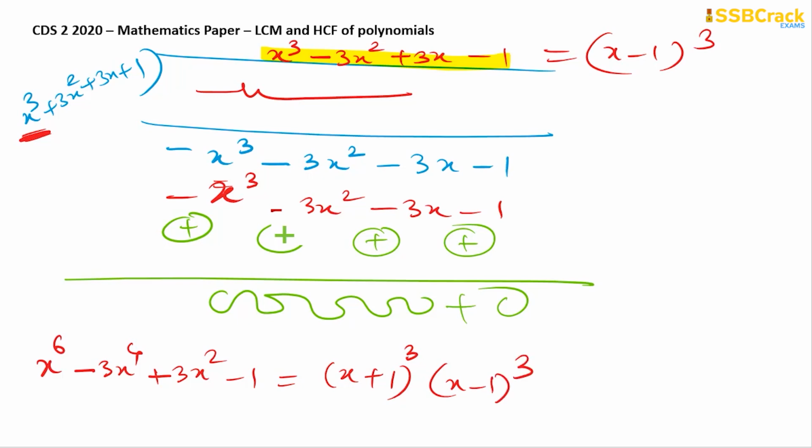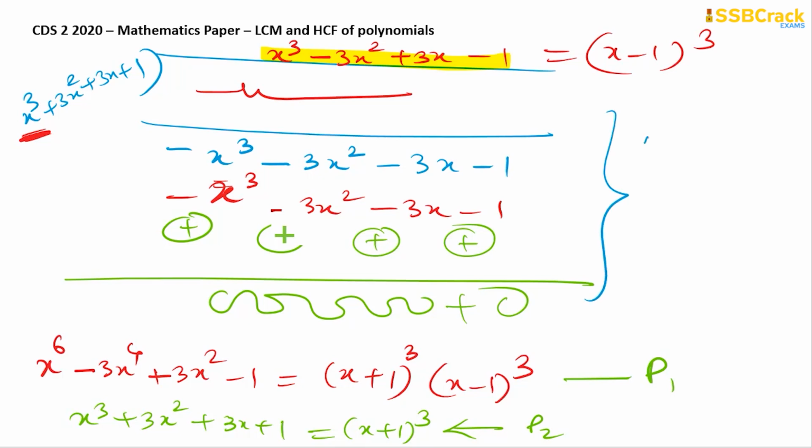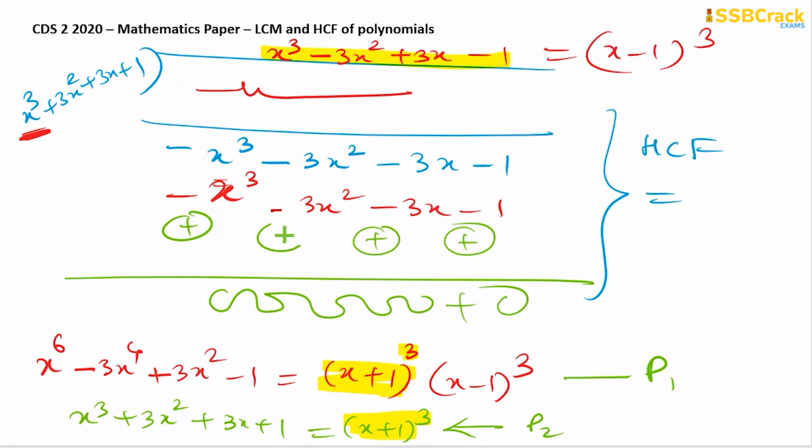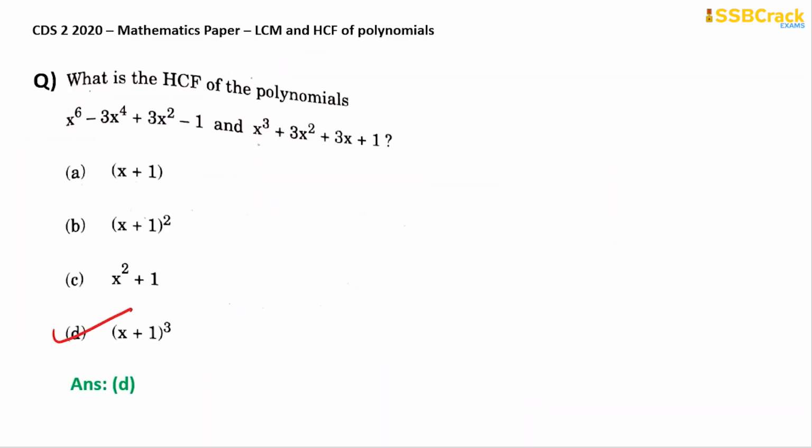So this is the polynomial 1, P1, and the P2 polynomial in the question was this polynomial x cube plus 3x square plus 3x plus 1, which we noted already as x plus 1 cube. So we factored polynomial 1, we factored polynomial 2. So what will be the HCF? HCF will be the highest common factor. And what is that? Did you note it? The highest common factor in both the polynomials is this divisor polynomial only. So that was x plus 1 the whole cube, and hence the answer it was x plus 1 the whole cube. And hence the key for this question was the option number D only.